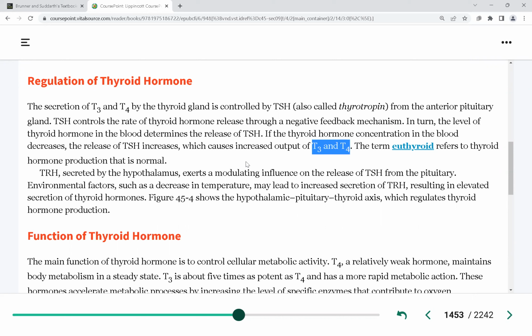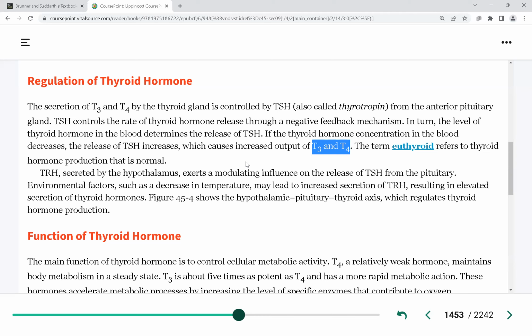Would it be high? Very good. So, negative feedback. If T3, T4 levels are low, that is now the trigger, the stimulus for the pituitary gland to increase the production of TSH. So the higher the TSH, that will cause the thyroid gland to release more T3, T4.